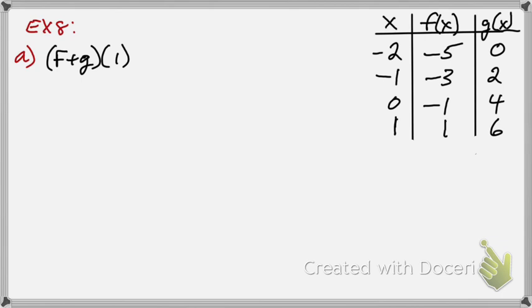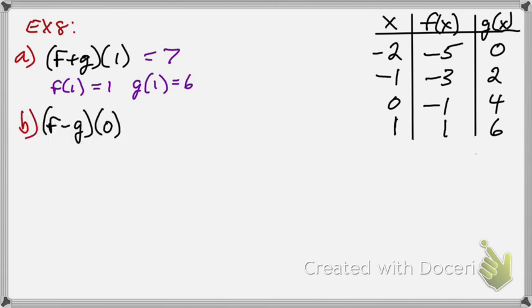So what's f at 1? Okay. What's g of 1? 6? I'm getting 7 up here. These are the kinds you want to see in 2.8. Let's do a subtract. And we're going to evaluate at 0 this time.